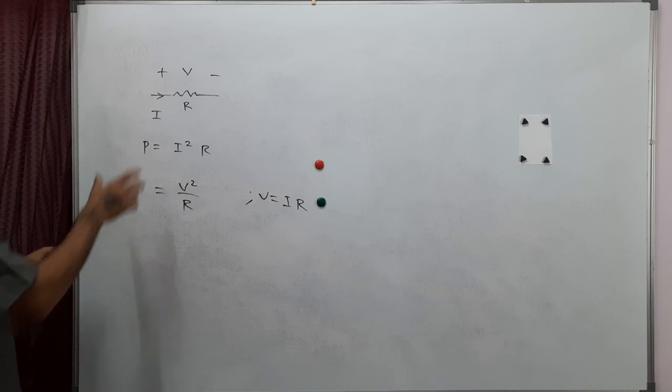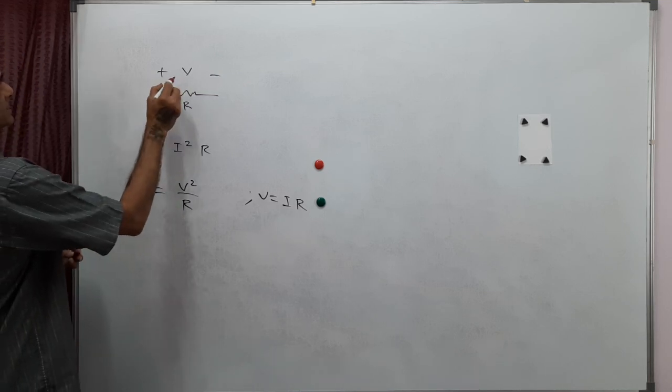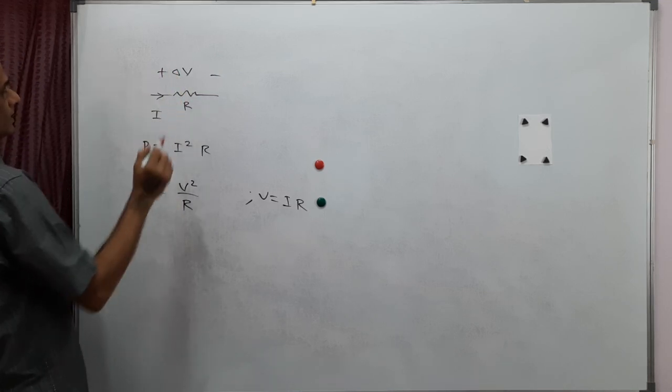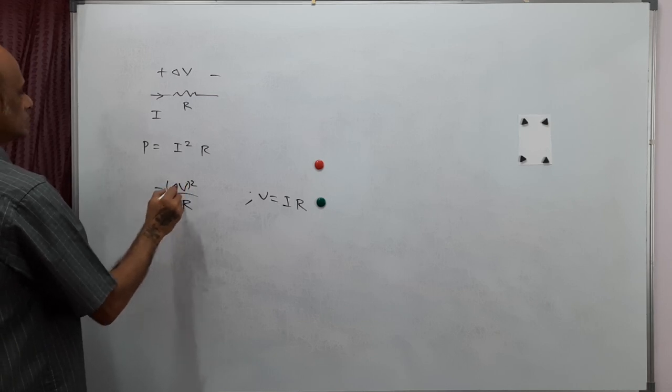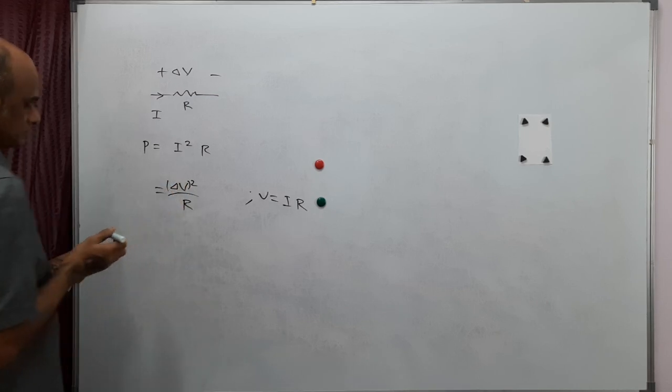With the potential across this resistor, instead of representing it as V, if I represent it as delta V, then the power dissipated will be delta V square by R.